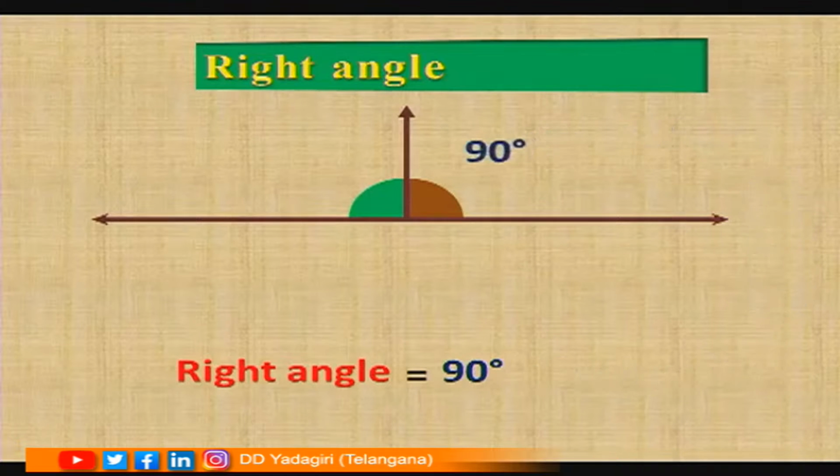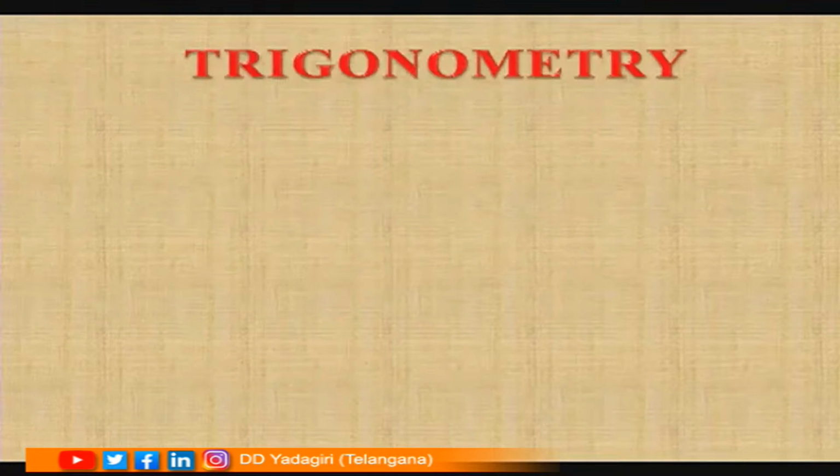So, the angle between those two lines, that is perpendicular and the baseline, is equal to how many degrees? 90 degrees. If it is 90 degrees on the right side, what can you say about the left side? It is also 90 degrees. That means, what can you say, a right angle is equal to how many degrees? 90 degrees. Now, once again we will come back to the concept of trigonometry.